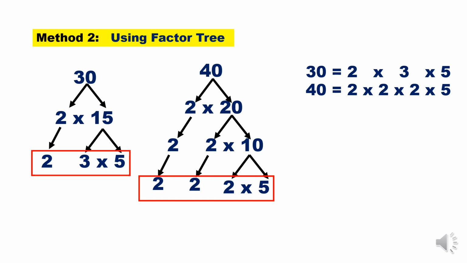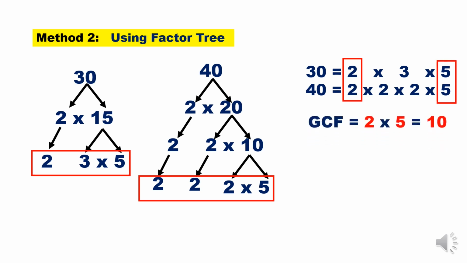Then, kunin natin ang common prime factors ng 30 and 40. Yan ay 2 and 5. Kaya ang GCF, 2 times 5 equals 10. 10 is the GCF of 30 and 40.